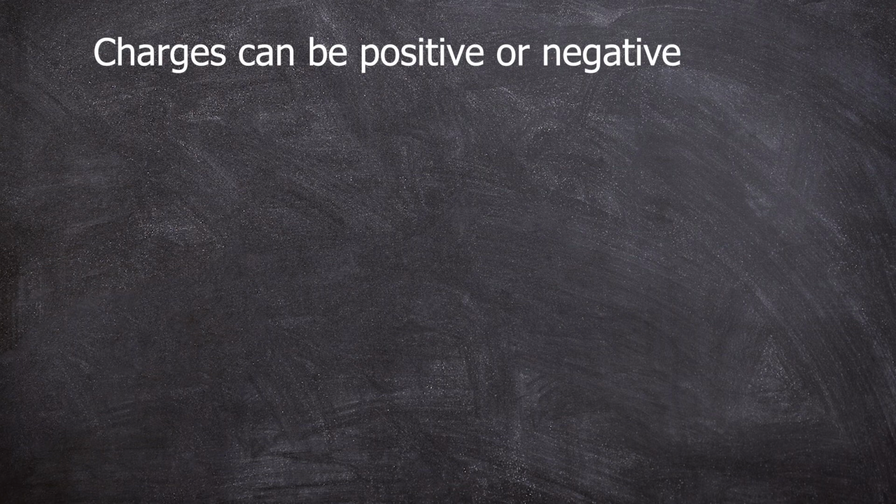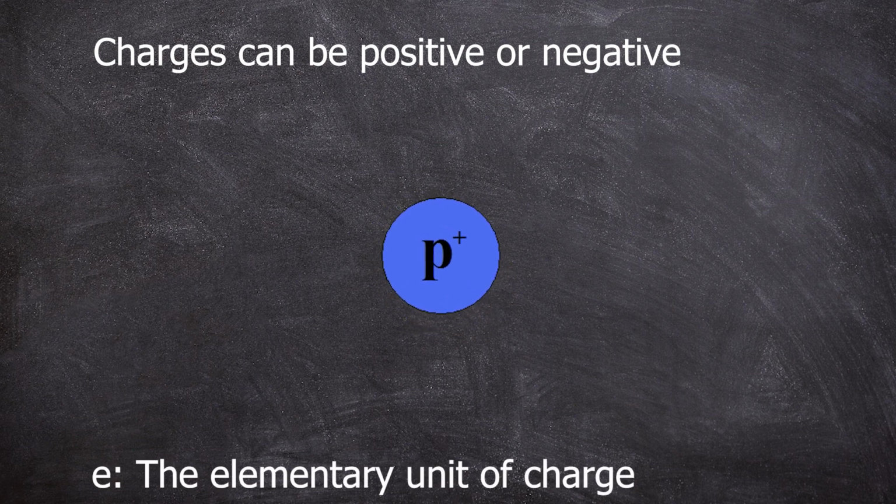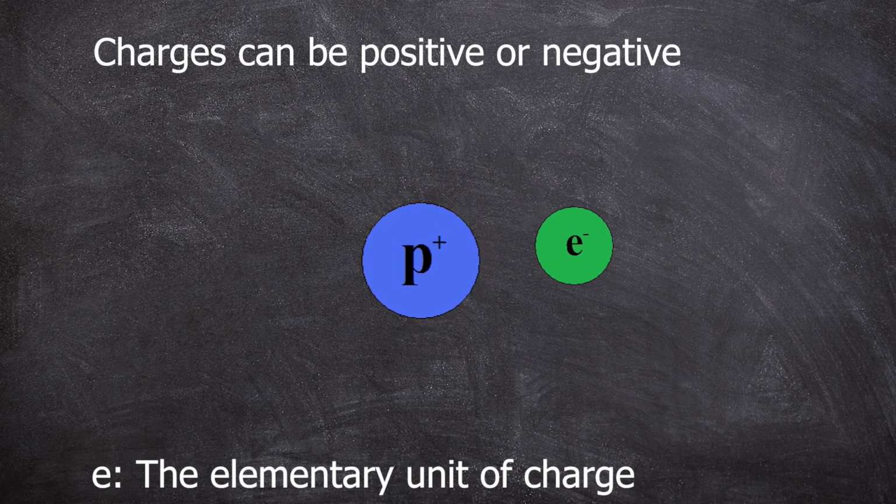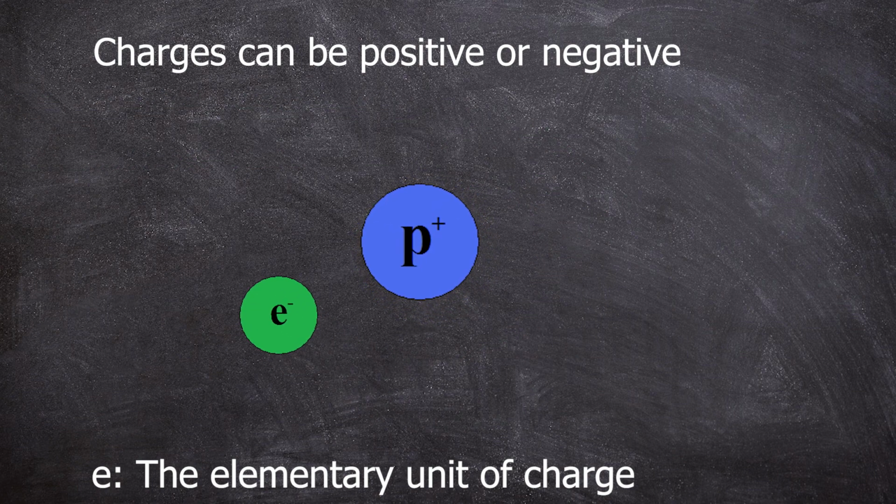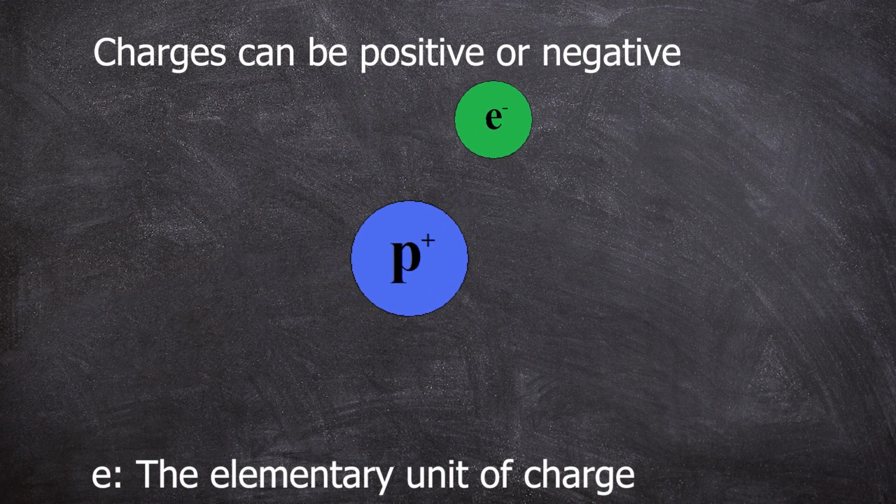The most common positively charged particle is the proton, which has a charge of E. E is the elementary unit of charge, and the smaller of the two we'll cover in this video. The most common negatively charged particle is the electron, which has a charge of negative E.